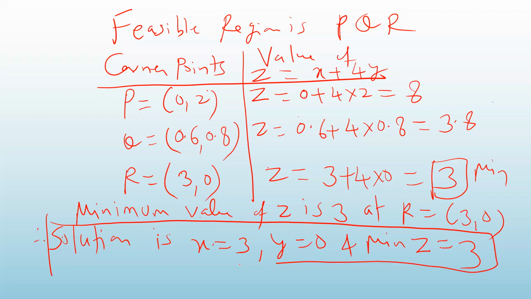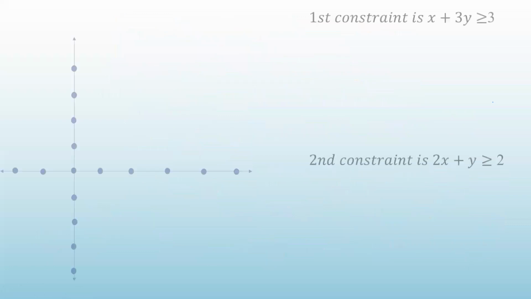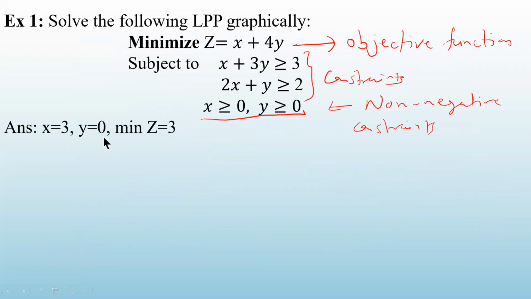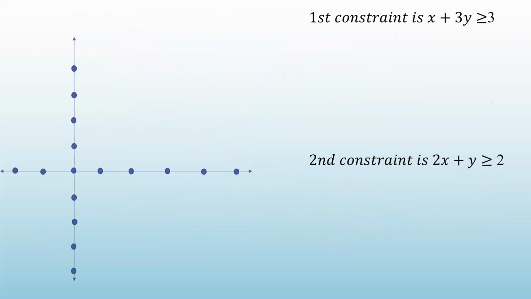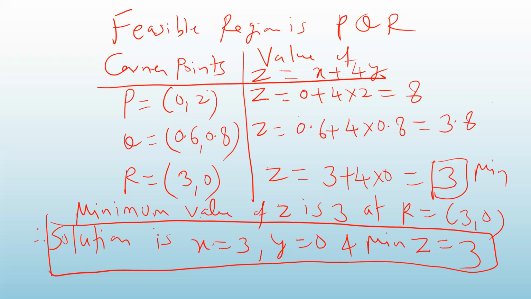So we have calculated the values of x and y which satisfy all the constraints. X is 3, y is 0, and the value of Z is minimum at this point, and the minimum Z is 3. So (3, 0). Let us check our answer. X is 3, y is 0, minimum Z is 3. If you have a book, you can solve any problem from the exercise. I have taken 2 problems of minimization today, and the maximization problem we already took in the last lecture.